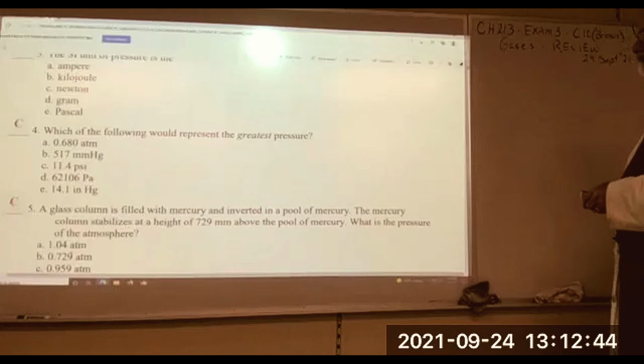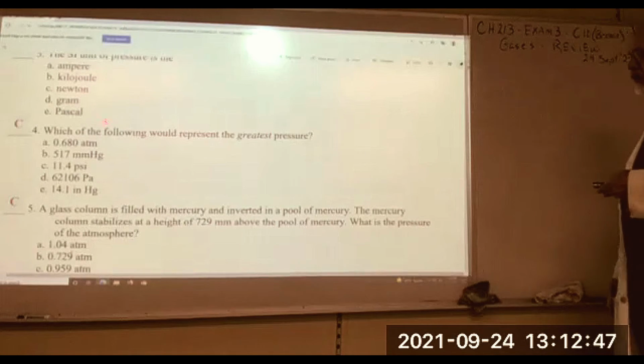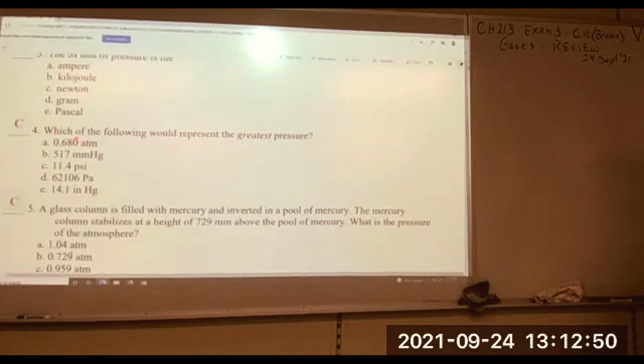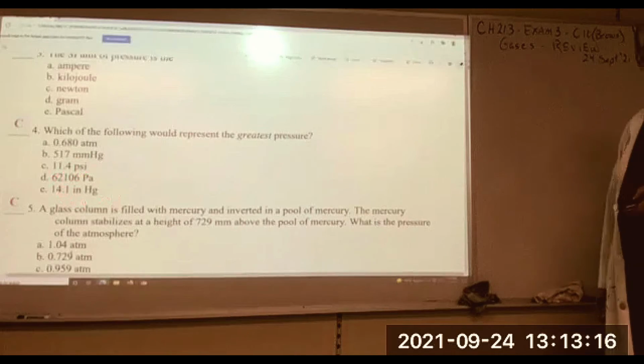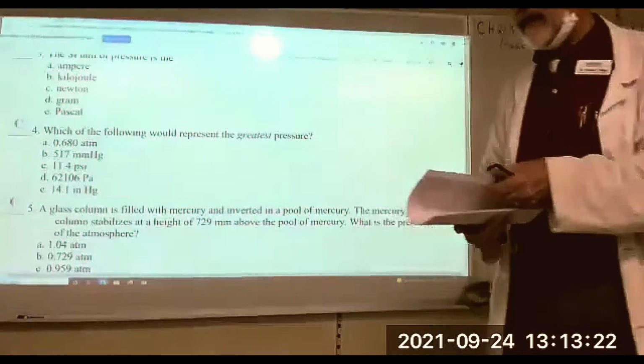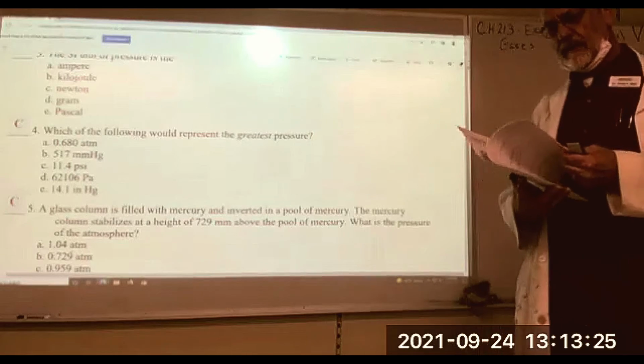Now, if you have something like this, which one of the following is the greatest pressure? You can't compare different units of measure. You have to make a conversion to some common unit. Probably the best approach is to go to atmospheres. This one's easy to convert, 760 millimeters per atmosphere. 14.69 psi per atmosphere would convert that one. Pascals, that one you might have to look up, at the back of your review document. So how many pascals in an atmosphere? It's like 101,000 something.